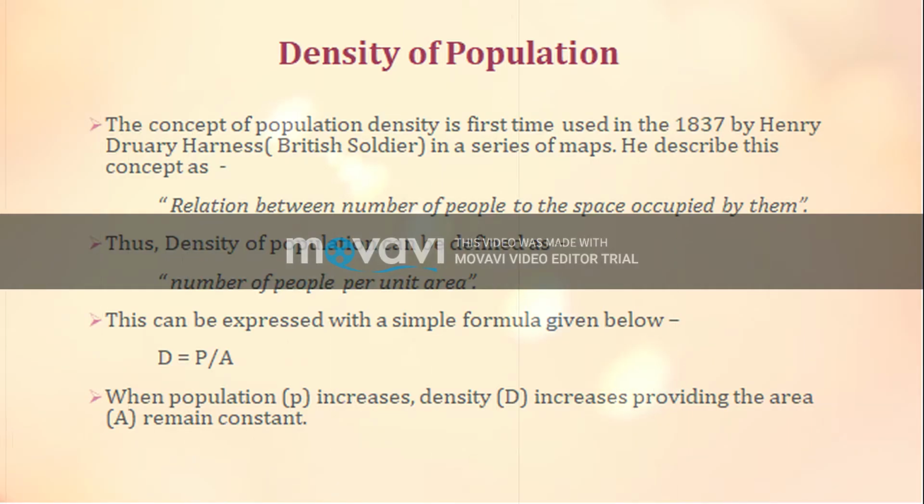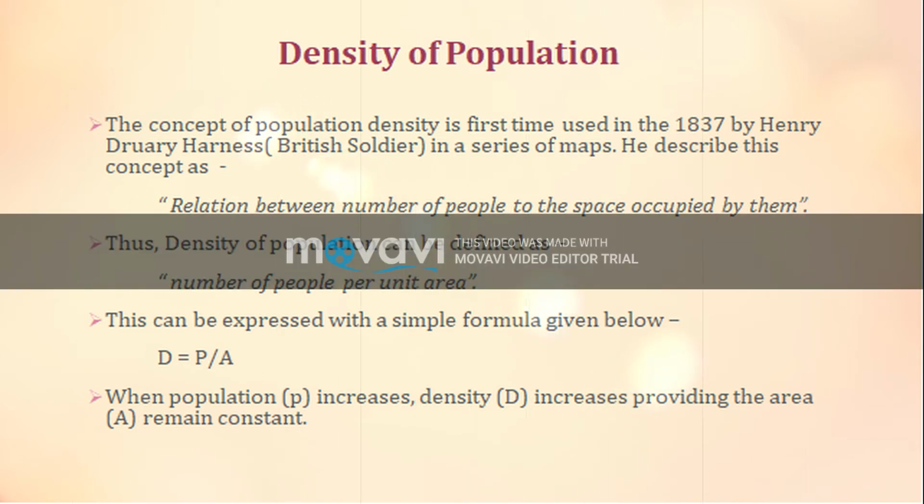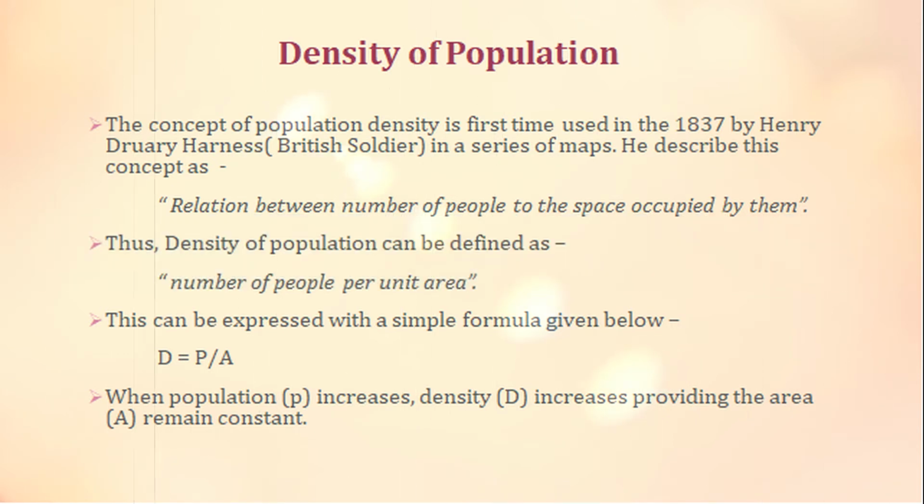From our earlier studies, we understand density of population as the relationship between the number of people and the space occupied by them. Hence, in one sentence, it can be defined as the number of people per unit area. It can be expressed through a simple formula, that is D equals P by A, where P is total population and A is total area. When population increases, then density also increases, provided the area A remains constant.